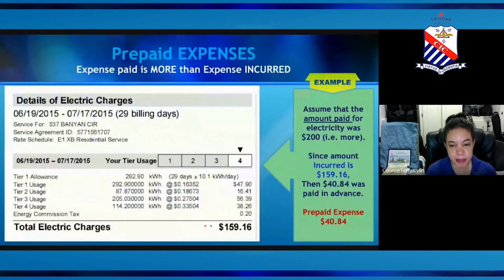So in our example, we still have the amount incurred as 159.16, but let us assume that we went and we paid $200. $200 is more than the amount incurred of 159.16. How much more? It's $40.84, which means that we have a prepaid expense of $40.84. So I think that is simple enough.